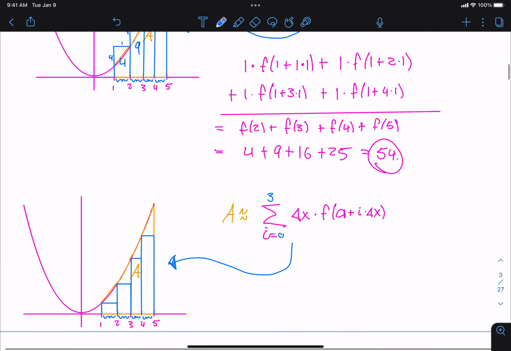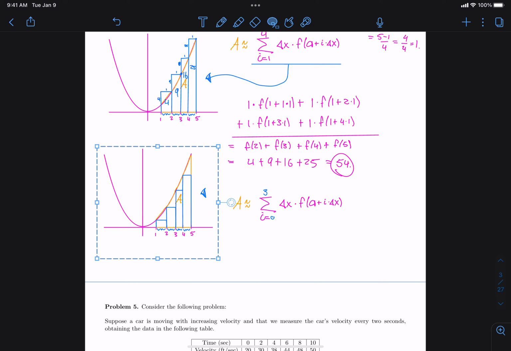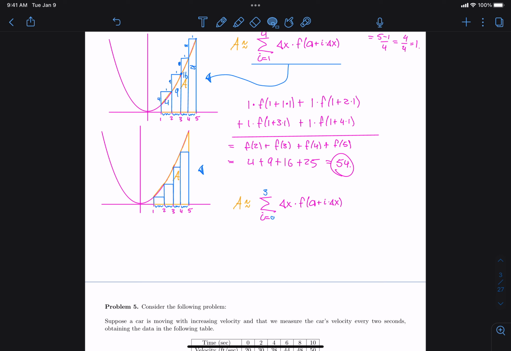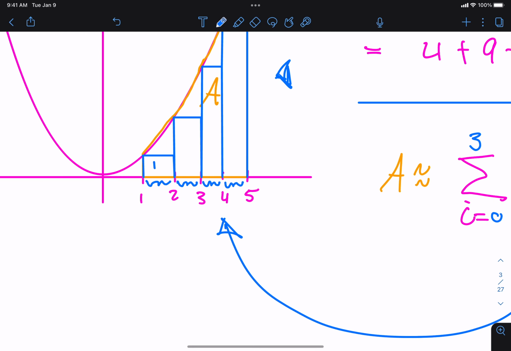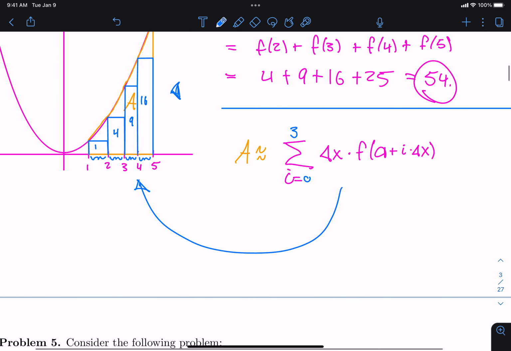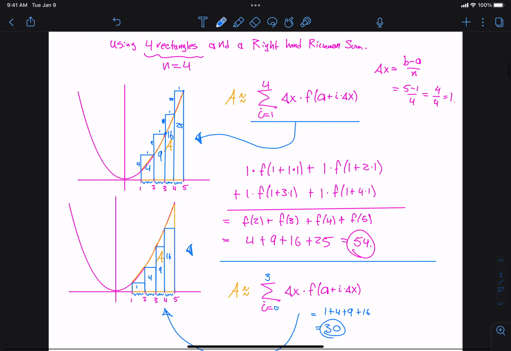Okay? So let's take a look at the difference between these two. Which, what would we get, by the way? This one would have height 1, width 1. This one would have height 4, width 1. This one would have height 9, width 1. And this one would have height 16, width 1. So altogether, we would get for this one 1 plus 4 plus 9 plus 16, which is 25 plus 5, which is 30. So let's look at the difference between these two.